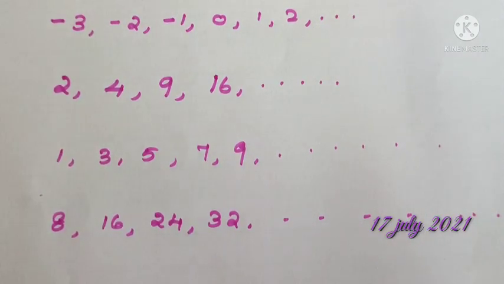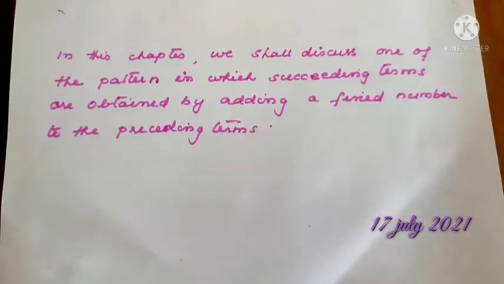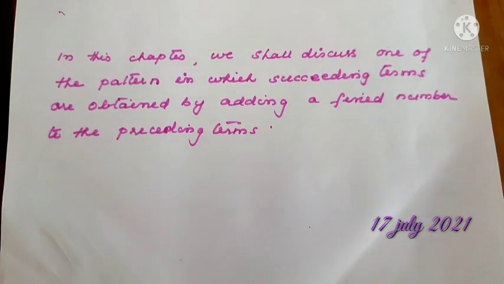So in this chapter we are going to discuss one of the patterns. Among these you can see different patterns, sometimes multiplication, sometimes addition, sometimes some formula like 3n plus 1, but we are not going to learn all these things. We are going to learn about the numbers formed by adding a particular number to the previous term.